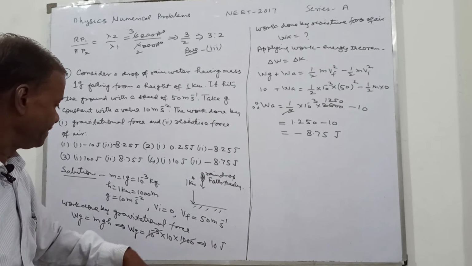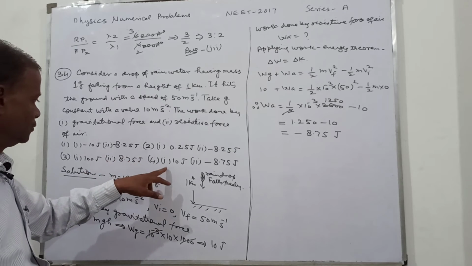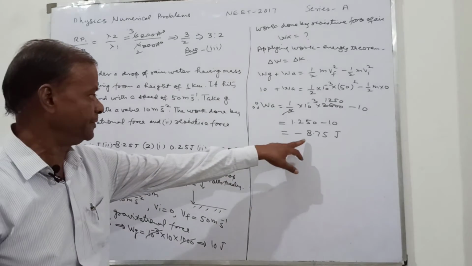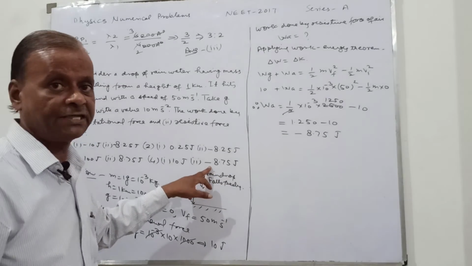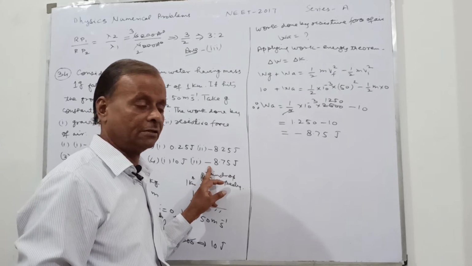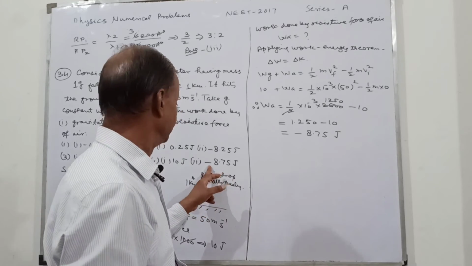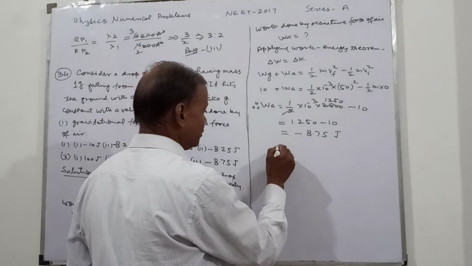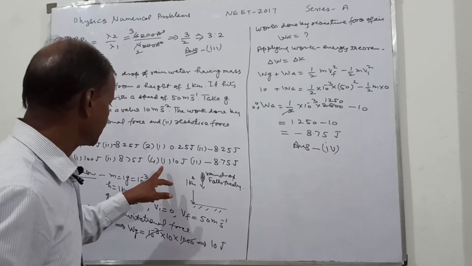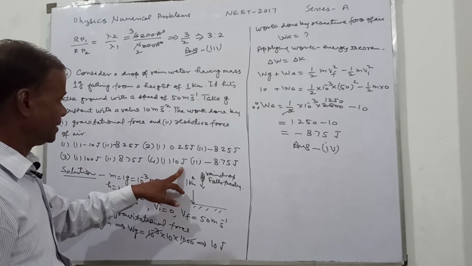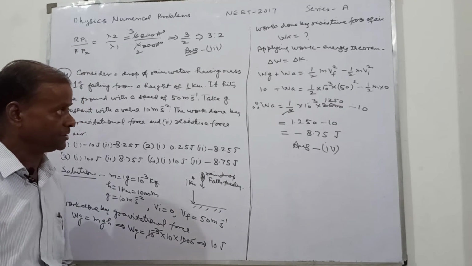So now the best answer: W, the first must be 10 joule, and the second must be 8.75 joule with a negative sign. The negative sign indicates that the resistance of the air works against the speed of the object. So our right option is the fourth. The first is gravitational, given as 10, then the resistive force is 8.75. So this is now the right answer.